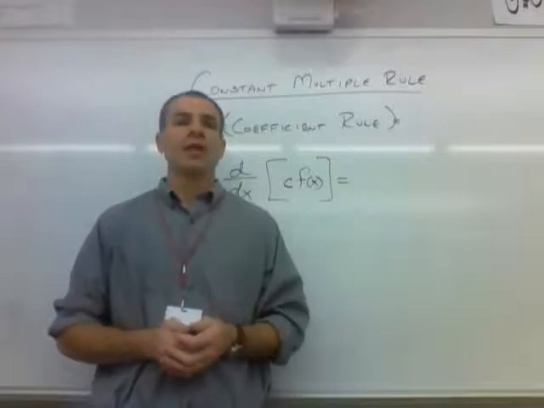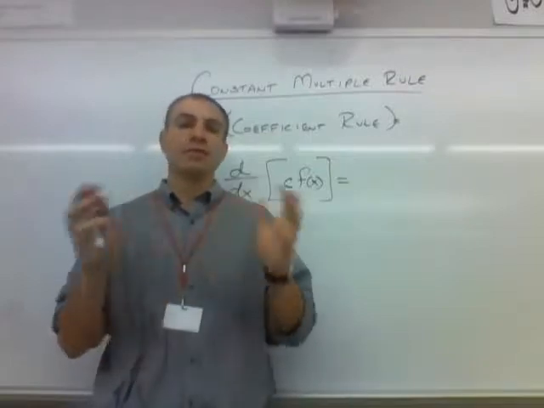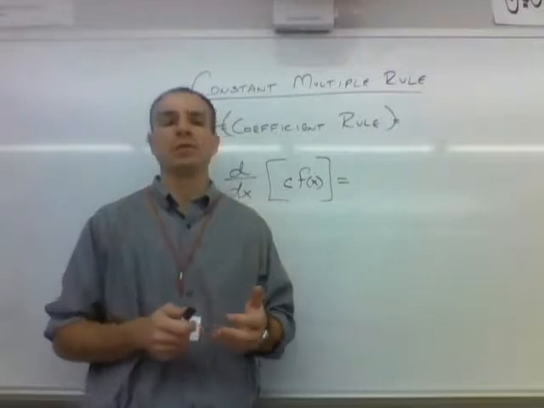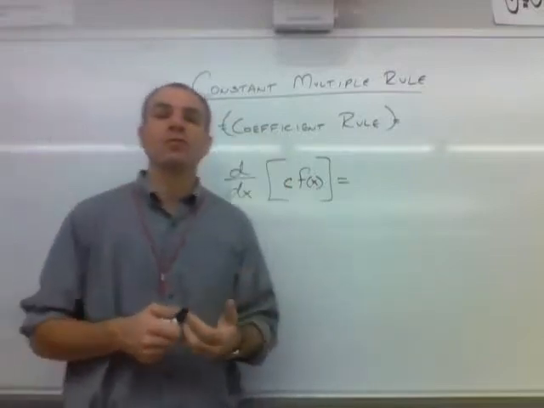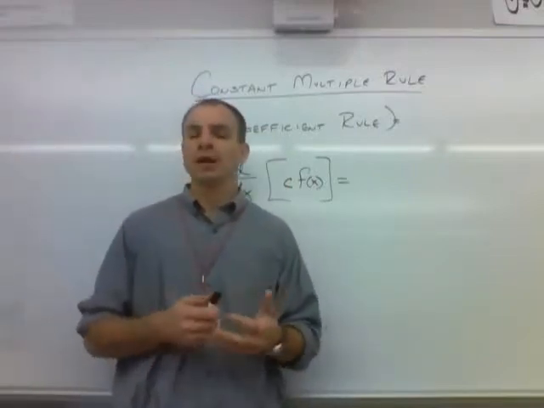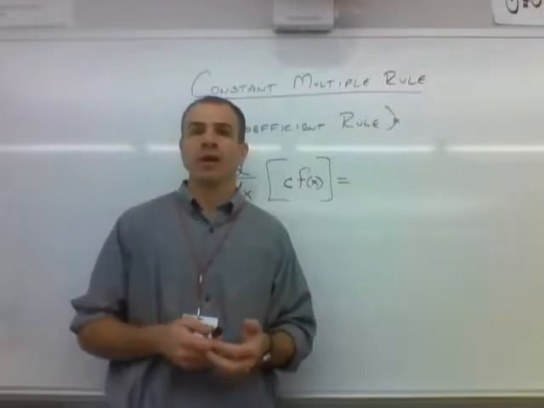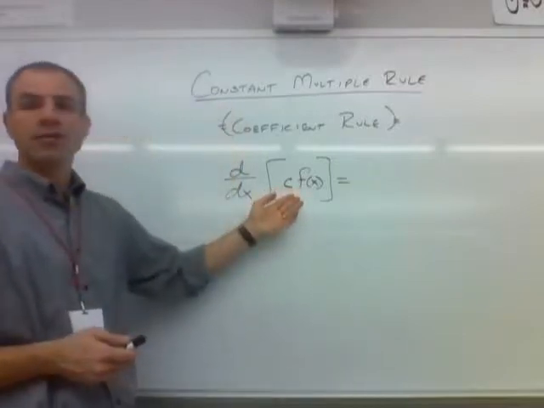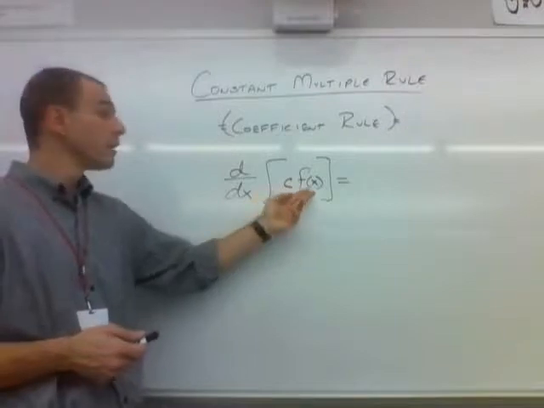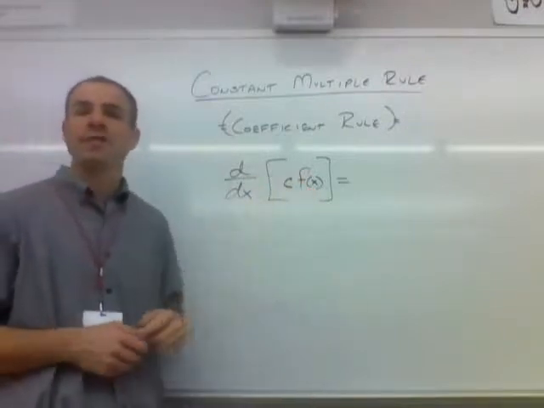Next rule is the constant multiple rule, which is a very official name for the coefficient rule. You can think of this as, what should we do if we're trying to derive some kind of expression that has a coefficient? Looking at our expression right here, the coefficient is c, and then the rest of the term is the f of x.